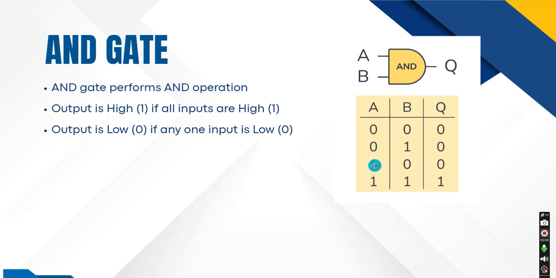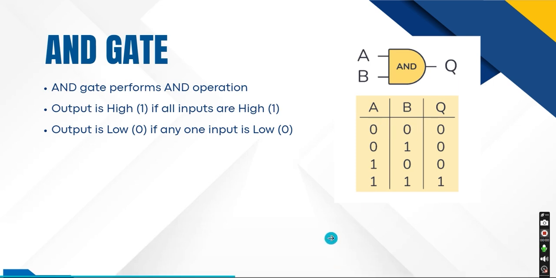Then for the low, we say output is low if any one input is low. Here input A is high, but input B is low, so I'm going to expect my output to be low. Here A input is low, but B input is high, so I expect my output to be low. Here both inputs are low, so my output is going to be low for this condition.